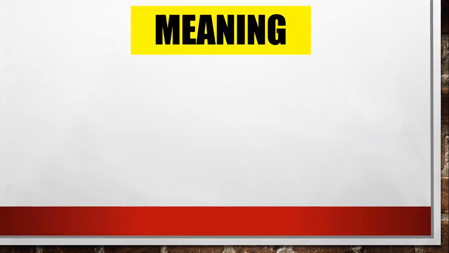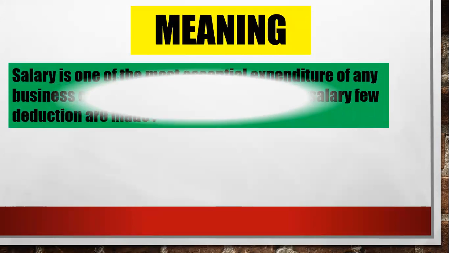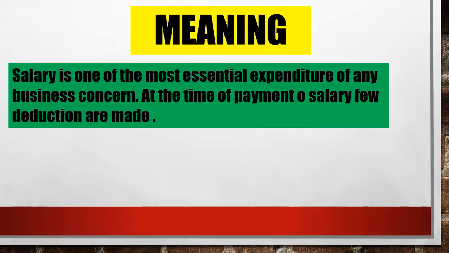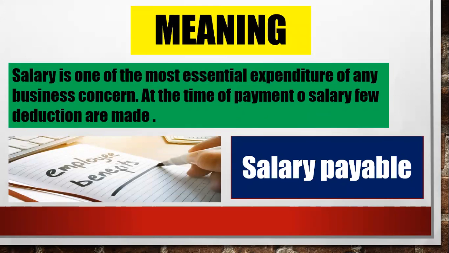What do you mean by salary? Salary is payable by the employer to the employee. Salary is one of the most essential expenses of any business concern, because for the business the most important expenditure is salary, because salary is payable. You have to pay. The employer will pay salary to the employee, and it's an employee benefit because they are getting the salary.